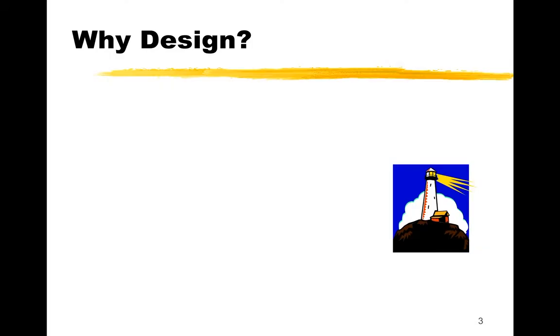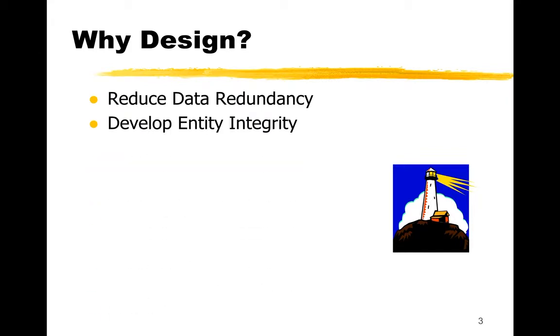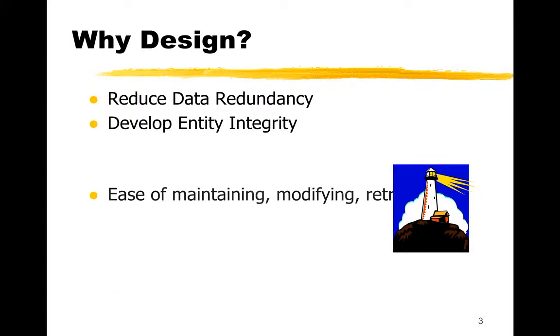You're probably wondering, why are we doing design? Well, basically we want to reduce data redundancy. Instead of having a lot of different data in a lot of different places, we want to reduce that. We won't eliminate it 100%, but we'll greatly reduce it. We also want to develop entity integrity, meaning that we want to make sure that the data is associated with the correct data and that the integrity of it is maintained. We do want to make sure the data and the entity itself is maintained.